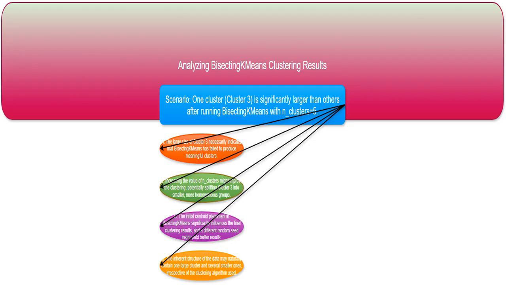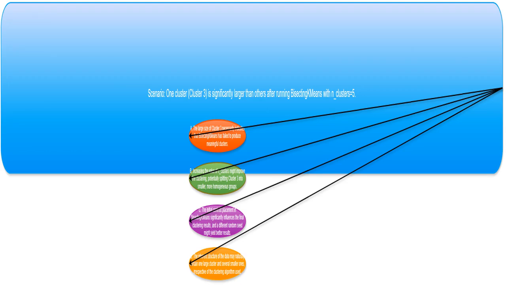This section title tells us that we'll be focusing on how to interpret the results we get from using the BisectingKmeans algorithm in machine learning. The BisectingKmeans algorithm is a type of clustering technique that aims to group similar data points together. We're presented with a situation where a clustering algorithm has run, and one cluster is much bigger than the rest. I'll be guiding you to figure out why this might be happening, and what we can do about it.